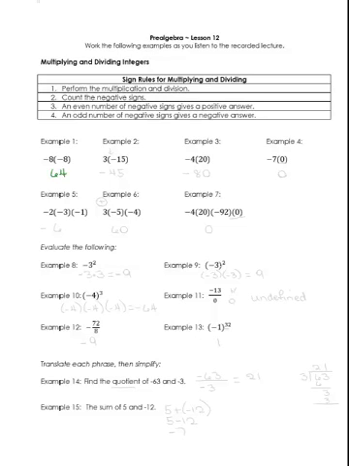Example 2, 3 times negative 15. Well, 3 times 15 is 45. Is it positive or negative? I've only got one negative in my problem. That's an odd number of negatives. Therefore, my answer is negative.